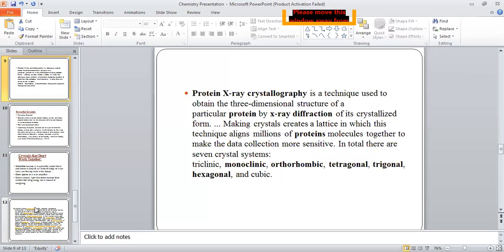Making crystals creates a lattice in which this technique aligns millions of protein molecules together to make the data collection more sensitive. In total, there are 7 crystal systems, which we have studied in the previous slide: triclinic, monoclinic, orthorhombic, tetragonal, trigonal, hexagonal, and cubic.